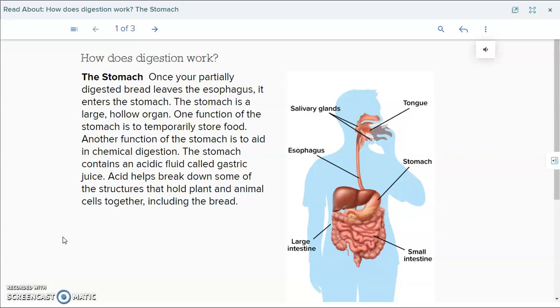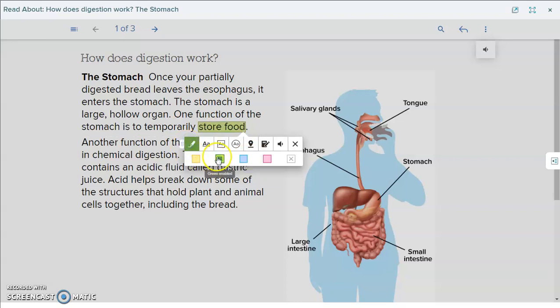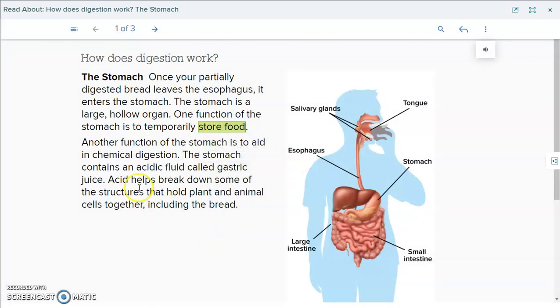Now please, all of you, go to page 107 and write the date at the top of this page. As you see here, this is your stomach. Your stomach has lots of functions in the digestive process. For example, one function of the stomach is to temporarily store food. Another function of the stomach is to aid in chemical digestion.